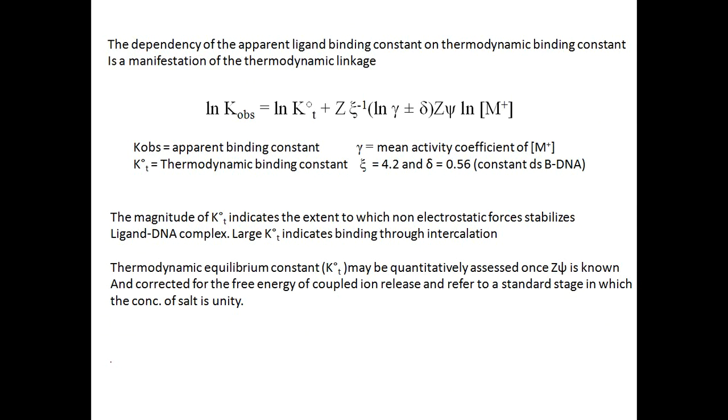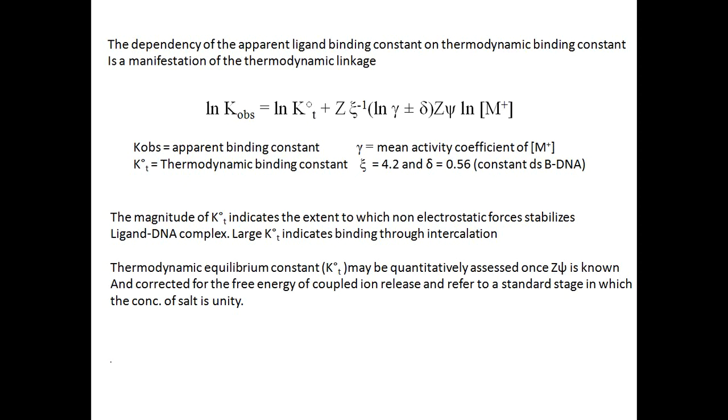the natural logarithm of K absorb is given as the natural log of K naught T, where K naught T is called the thermodynamic binding constant and K absorb is called the apparent binding constant, where gamma is represented as the mean activity coefficient of the monovalent ion, and particular constants have been included, that is 4.2, and delta, which is a plus or minus value, for the Z values, and the concentration.